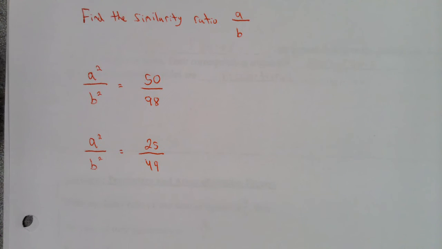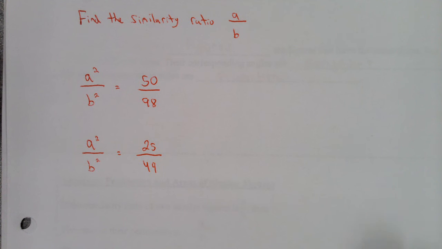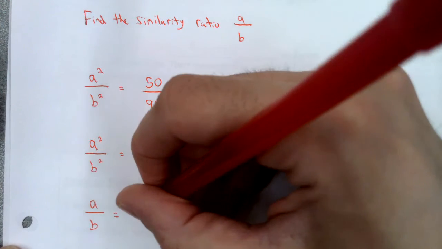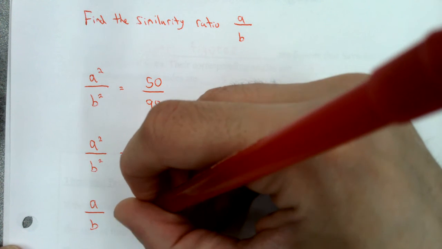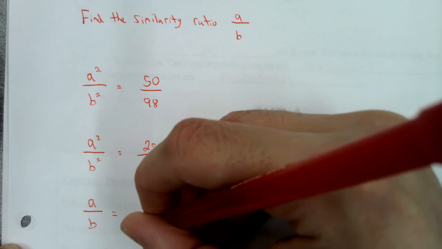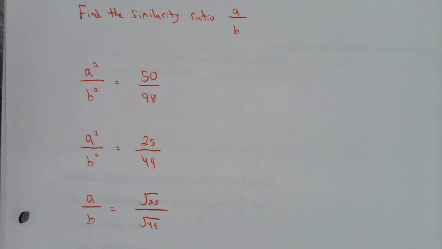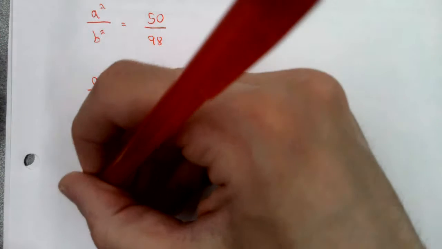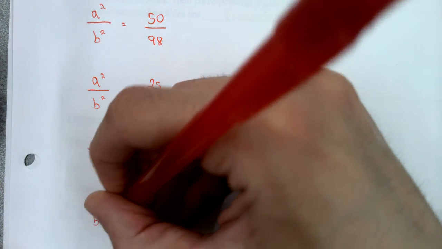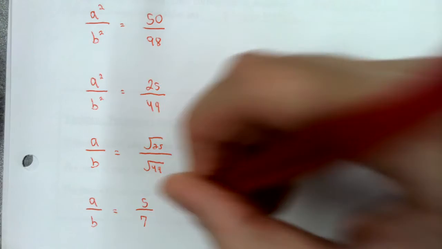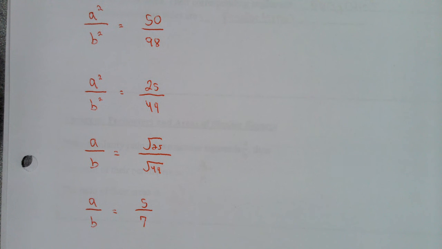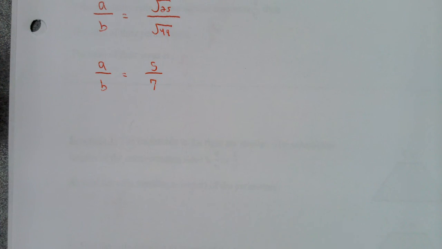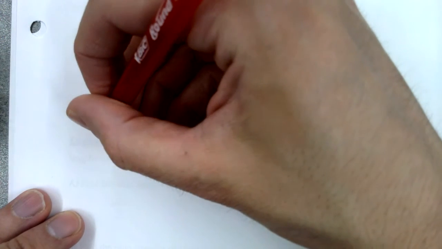I want to solve for A over B. I have A squared over B squared. So to do that, I take the square root of each side. So A over B is going to equal the square root of 25 divided by the square root of 49. So it's going to equal 5 over 7, and that is the answer. I'm going to say the similarity ratio is 5/7, and the ratio of the perimeter is 5/7. The question was phrased two different ways, so I'll write two answers.